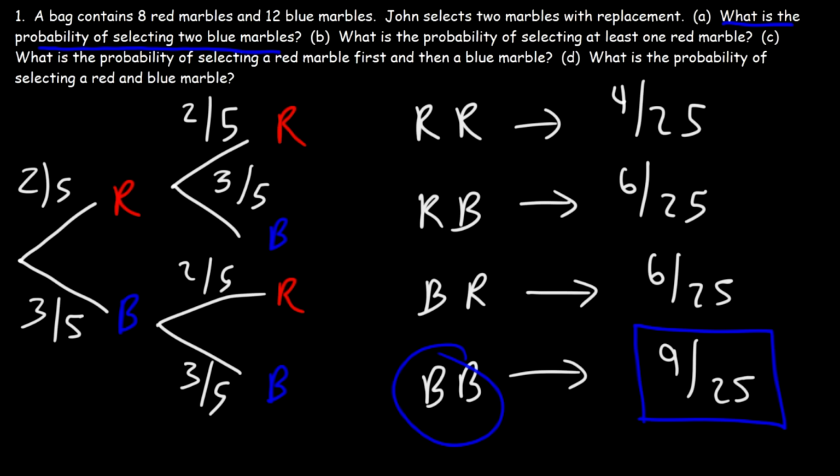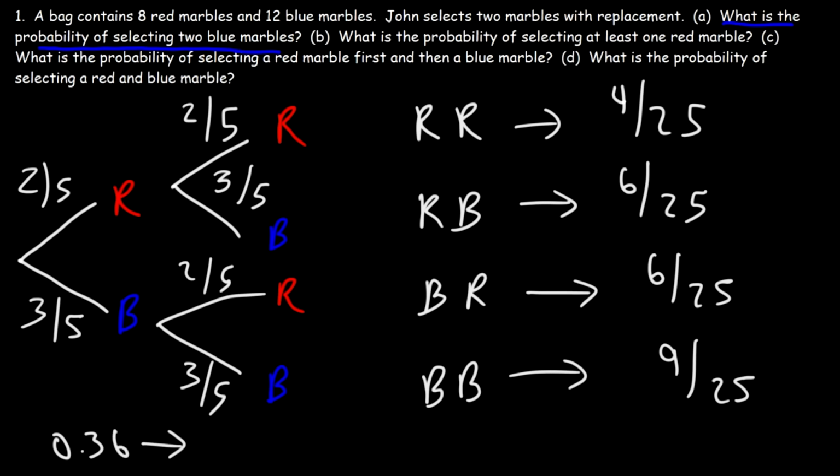Now, if you want to turn that into a decimal value, you can type that into a calculator. 9 divided by 25 as a decimal is 0.36. And if you multiply that by 100, you get 36%. So there's a 36% chance of selecting 2 blue marbles. So that's the answer for part A.